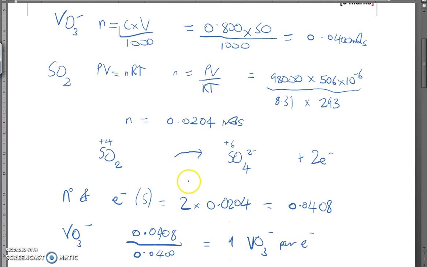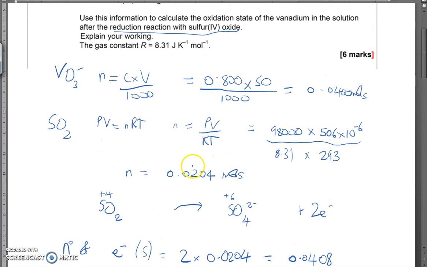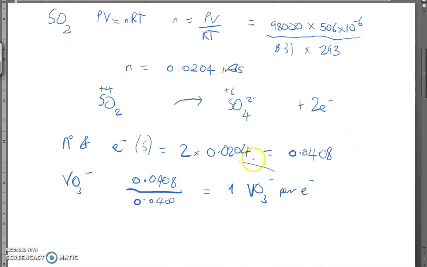So in actual fact, going back to our original question, which is to calculate the oxidation state of vanadium in the solution after reduction, because each vanadium has received 1 electron, therefore the final oxidation state of vanadium is +4. Remember, for oxidation state, sign before number. Okay, I hope you found this useful.